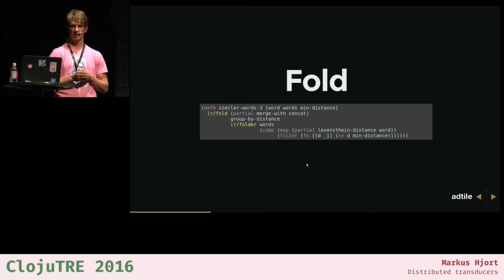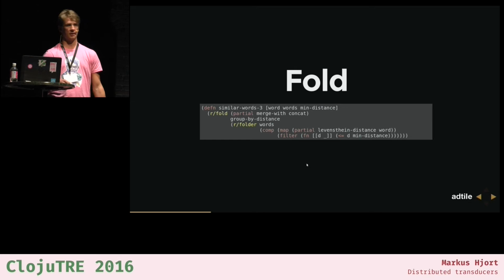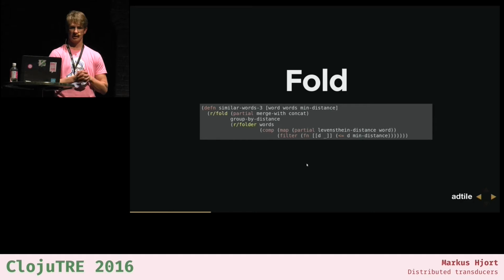So at some point, it has to combine the results from those different reduces running in different threads. So the first parameter for fold is the combine function. In this case, we are just merging the results with concat. And as a reduce function, we use the group by distance. And we cannot use the transducer directly for the input items, but instead we use r/folder that creates a foldable sequence out of the transducer and the input items.